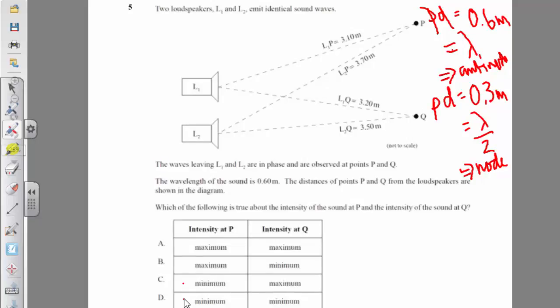Oh, sorry, what am I saying? That's not right. I got them confused. So the intensity at P, that's where the path difference is a whole wavelength. In those places there's going to be constructive interference because that's an antinode. At Q, we have a half wavelength path difference, so there we're going to have a minimum, and so B is the correct answer.